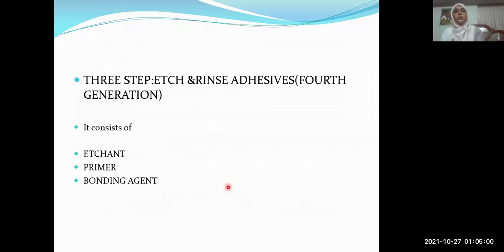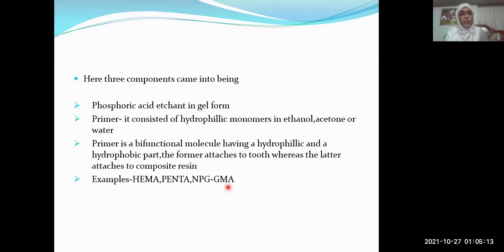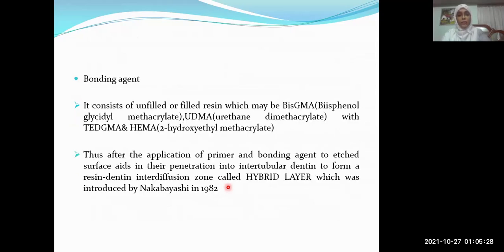So we already saw the third generation wherein the smear layer was not removed but modified, and then came the fourth generation, which is again an etch and rinse technique, but here we are going to remove the smear layer, and here we are going to use an etchant, a primer and a bonding agent. Phosphoric acid is the agent, and then you have a primer which is going to have a hydrophilic monomer as well as a hydrophobic part. Examples of the primer here are HEMA, NPG-GMA, and PENTA.